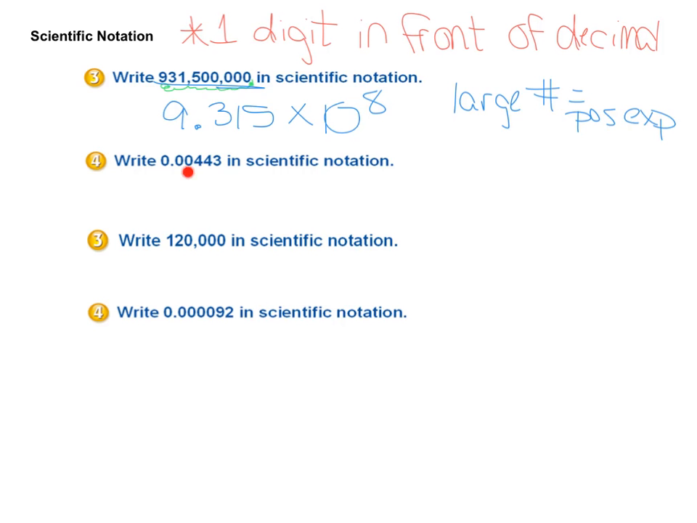0.00443. This is what? Tenths, hundredths, thousandths, 10,000ths, 100,000ths. So this is 443 100,000ths. This is a microscope number, okay? Now, the decimal is right here.